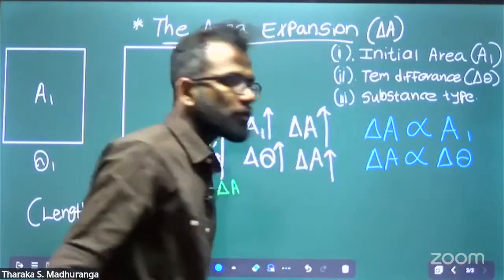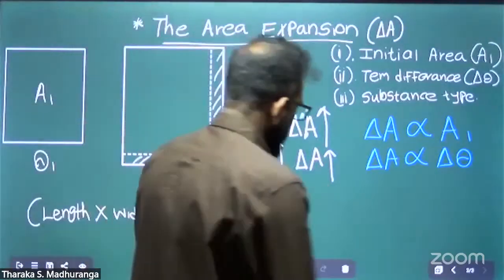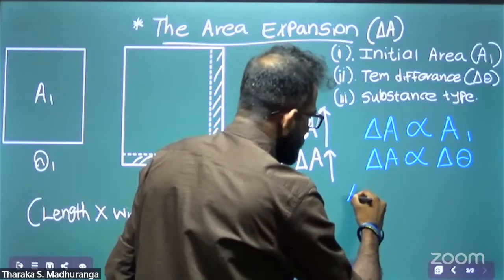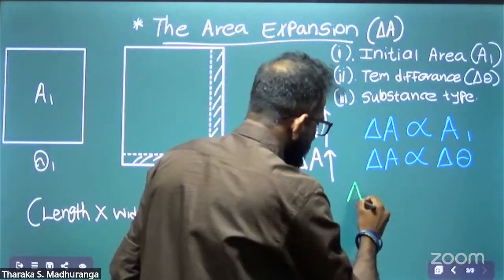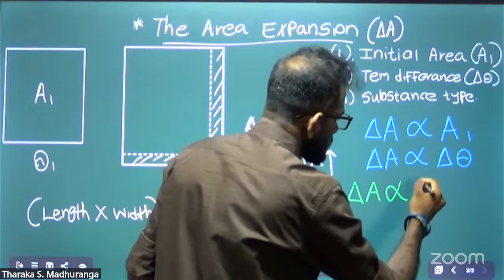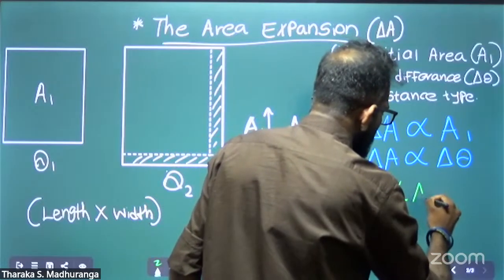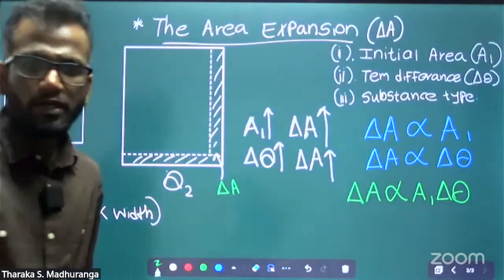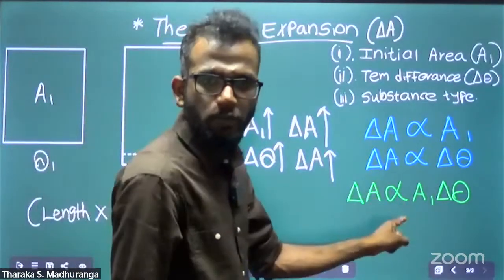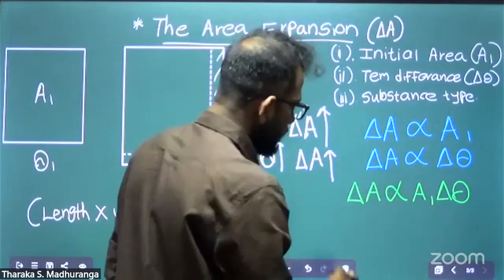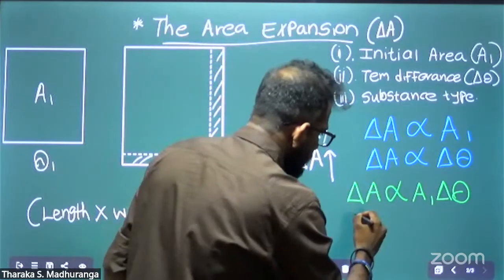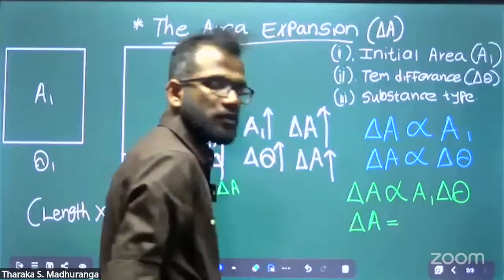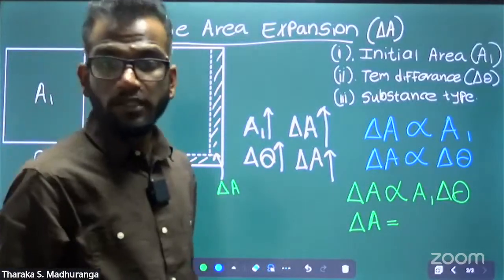Same as previous, according to this relationship, delta A is directly proportional to A1 delta theta. Now I want to remove this proportional mark, same as linear expansion. Therefore, the proportional mark changes into equal.